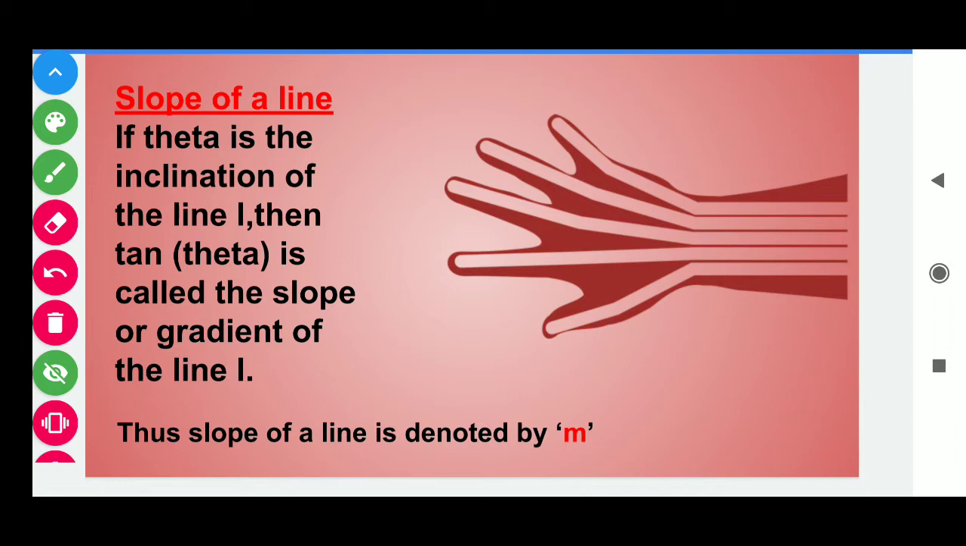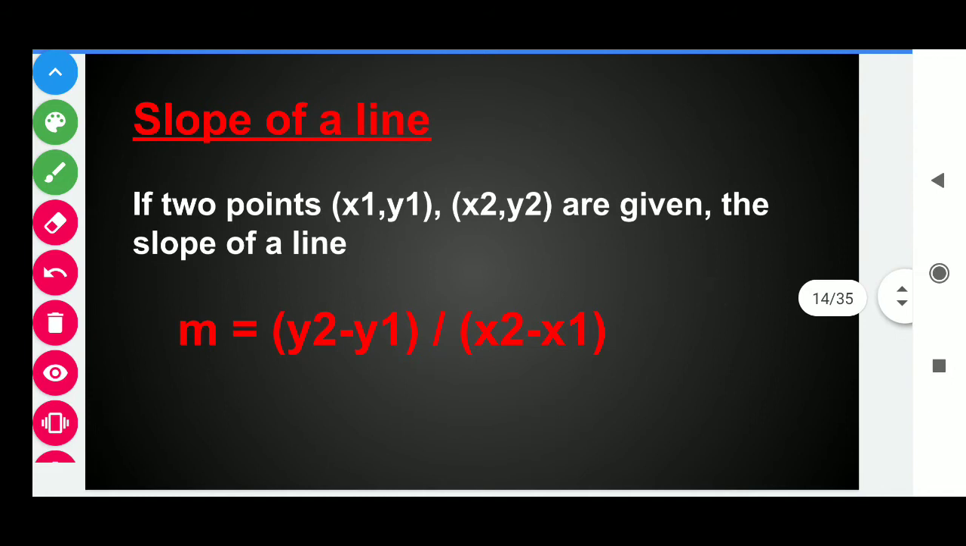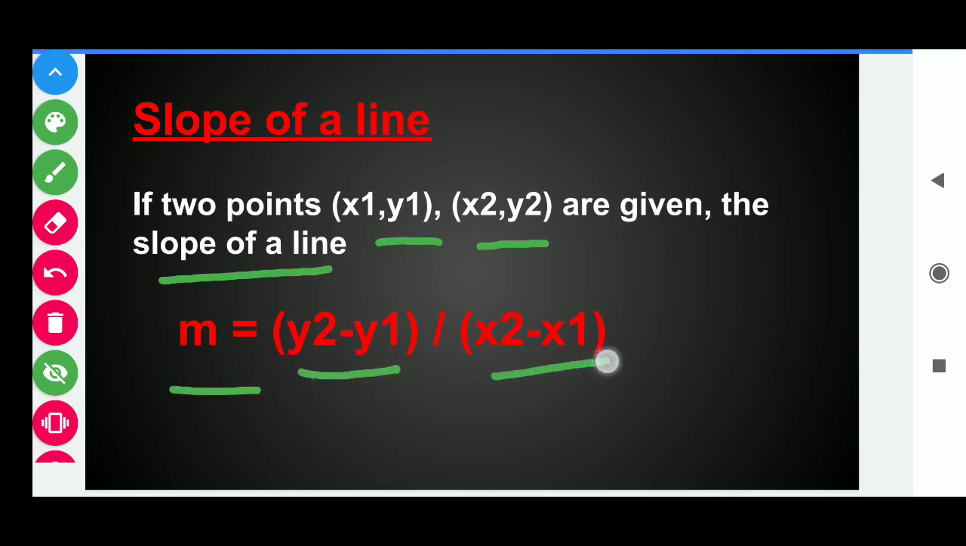So the slope of a line is denoted by m, and students, if two points are given, then the slope of the line is m equals y2 minus y1 over x2 minus x1.